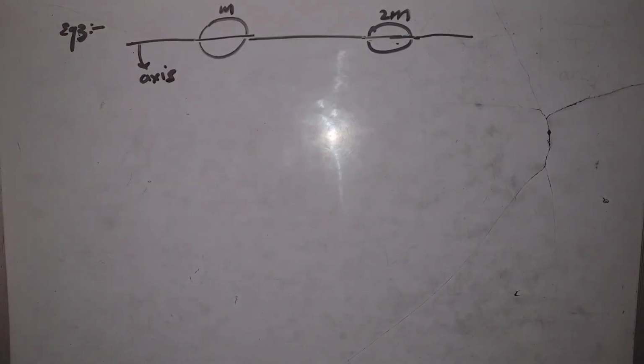So this is the third example. We have to solve this. We have to find the moment of inertia along this axis, and the axis is passing through the center of both the masses. We can find it.